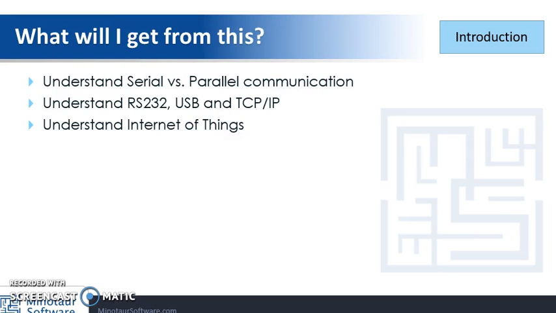You can expect to get an understanding of what serial communication means compared to parallel communication. I'll also help you understand RS-232, USB, and TCP/IP formats, which are the three main technology protocols that plant floor equipment use. And I'll further help you understand the Internet of Things and separate some of the facts versus marketing fluff associated with those concepts.